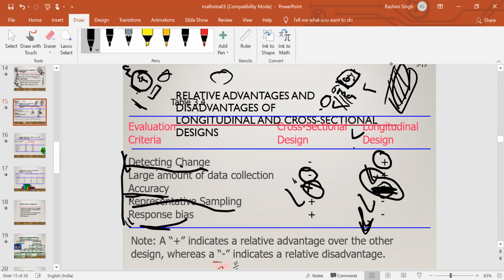So obviously when bias is high, then obviously accuracy will be low. Was it negative here? No, here it should be positive. Okay, ma'am. And longitudinal research design should be negative.